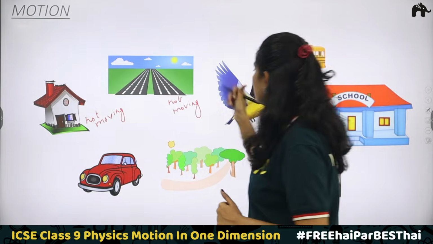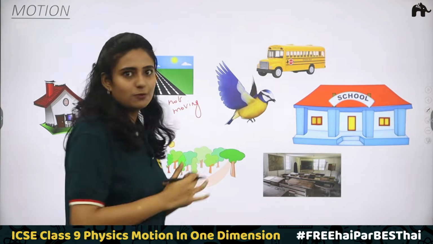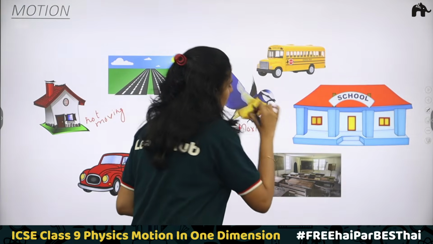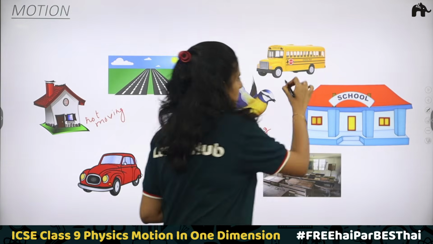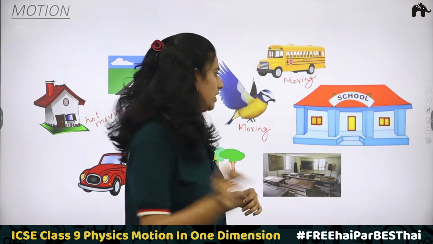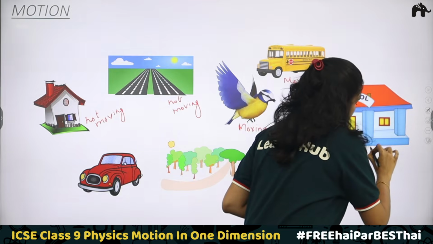What about the bird that is flying? Bird is flying. Flying is a type of motion. So here the bird is moving. Okay. What about the school bus? School bus is moving. You are inside the school bus and the school bus is moving. Your school, does your school move? No, not moving.